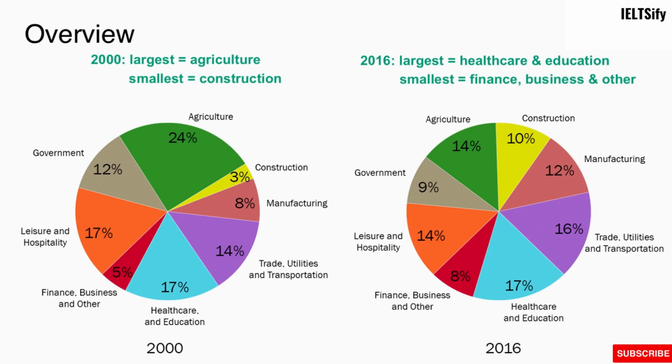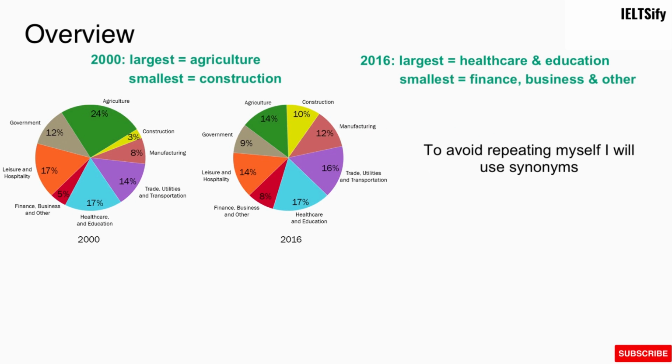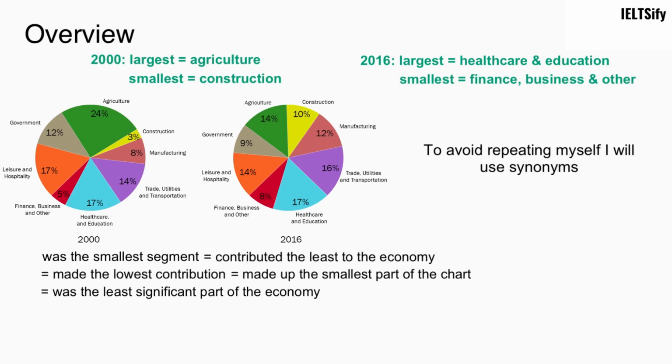Now let's make an overview with these key features. To avoid repeating myself, I will use synonyms. The phrase "was the smallest segment" can be replaced with "contributed the least to the economy", "made the lowest contribution", "made up the smallest part of the chart", and "was the least significant part of the economy".